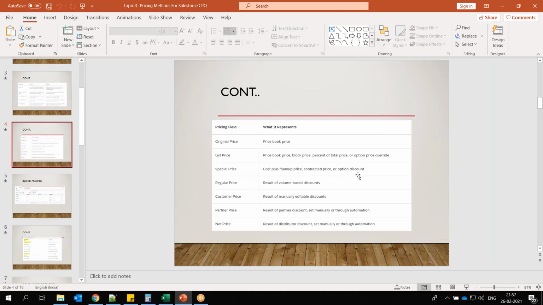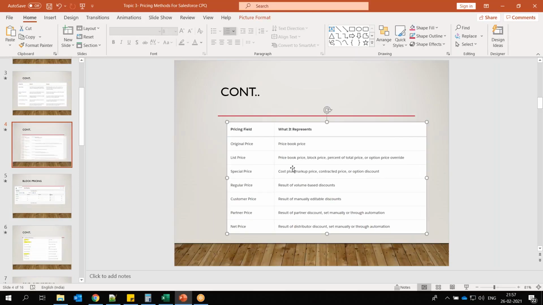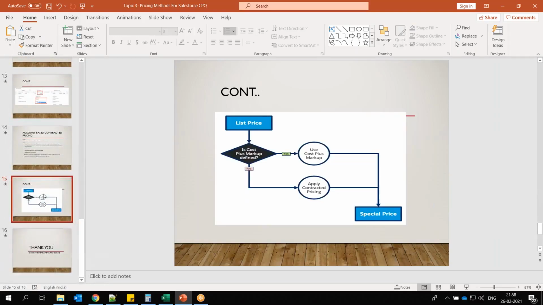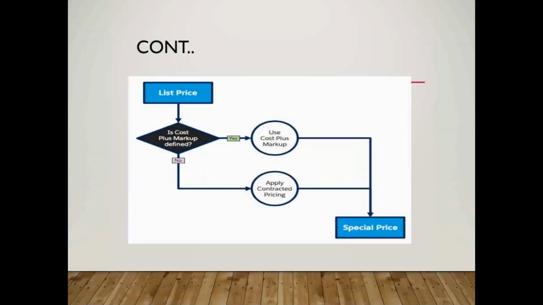What will happen if I have option discount, I have contracted price as well as I have cost plus markup price? What do you think? One possibility is that the account contracted price should override at the account level, or would it be a sum of cost plus markup and the contracted price?